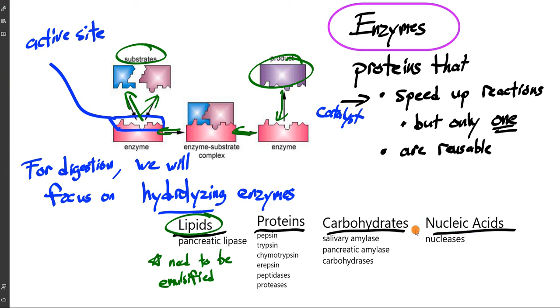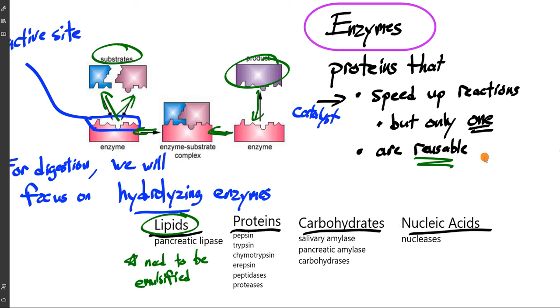For nucleic acids, they start out as DNA or RNA. They're broken down by nucleases. We're very vague here. Carbohydrases, nucleases, proteases, peptidases. These all mean there's a bunch of them and we're not making you memorize them. So that's all right. Enzymes are reusable, but they're not undestroyable. They are not without their limitations.